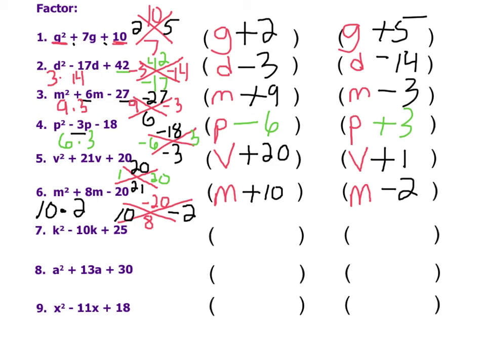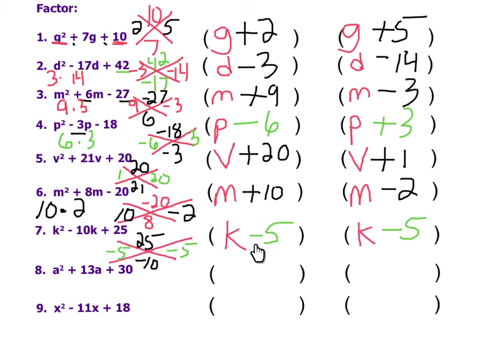Try number 7 and hit pause. Did you end up with k minus 5 multiplied to k minus 5? Because negative 5 multiplied to negative 5 is positive 25, and if you add negative 5 to negative 5, you get negative 10.